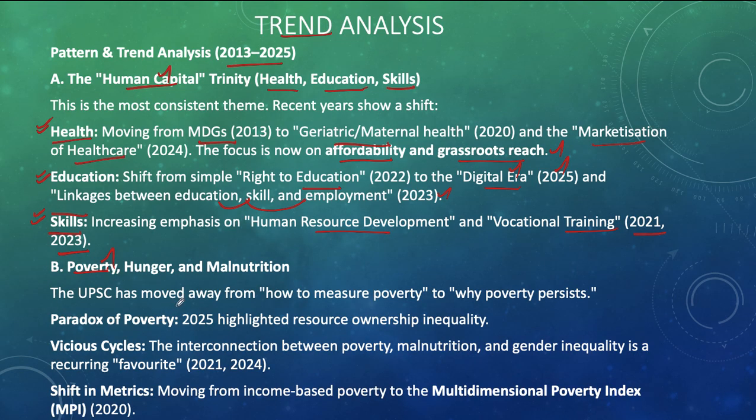In poverty, hunger, and malnutrition, the questions have moved from how to measure poverty to why poverty persists. So basically, you need to study the why component, that is, the reasons. There were questions in 2025 on the paradox of poverty, and they have also asked about the vicious cycle between poverty, malnutrition, and gender inequality. All these are part of our syllabus issues related to poverty and hunger. So you need to prepare various diagrams in a cyclical manner, showing the vicious cycle and the correlation between one factor and another. Accordingly, we need to present our answer.